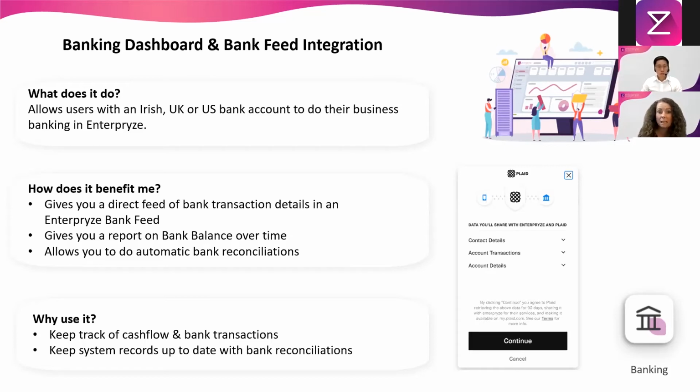And what you would normally see, for example, when you log in to your bank account online, you will now have access to those transactions as a live feed into Enterprise. So what does that enable you to do? Well, obviously it gives you visibility of your banking activity. It enables you to keep track of cash flow and any of your bank transactions through the dashboard. And of course, it enables you to proceed and do your bank reconciliations, which brings the bank feed and the system transactions in Enterprise in line and reconciles the two together.